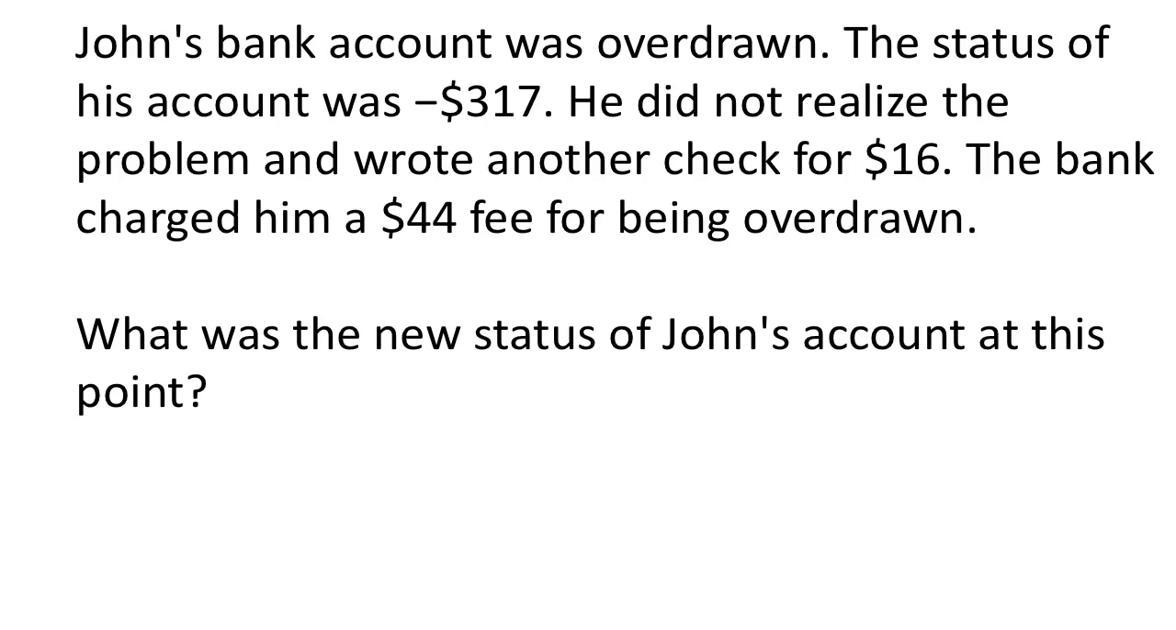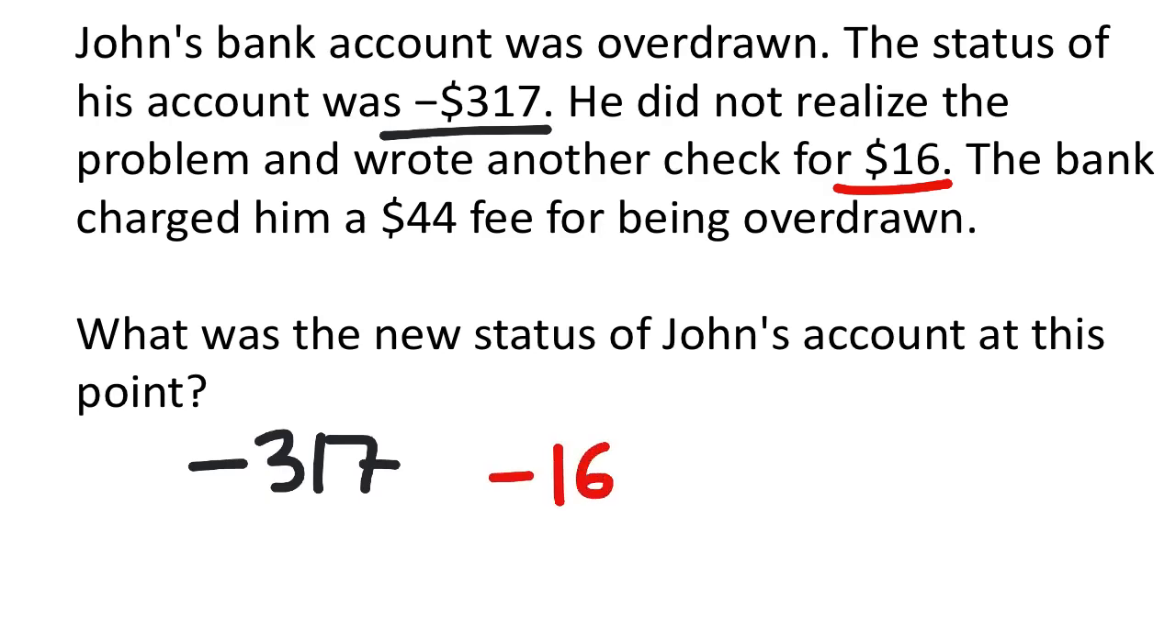So looking at this problem, it says that he started out overdrawn by $317. So that's a negative $317. Now he's writing another check for $16. That money would come out of his account, and there's a couple ways to show money coming out, and some of you are thinking subtraction. I'm going to keep this in terms of addition just because this section is addition of integers. So it'd be like taking negative 317 and adding another negative 16, because he's writing the check, that money's coming out of his account.